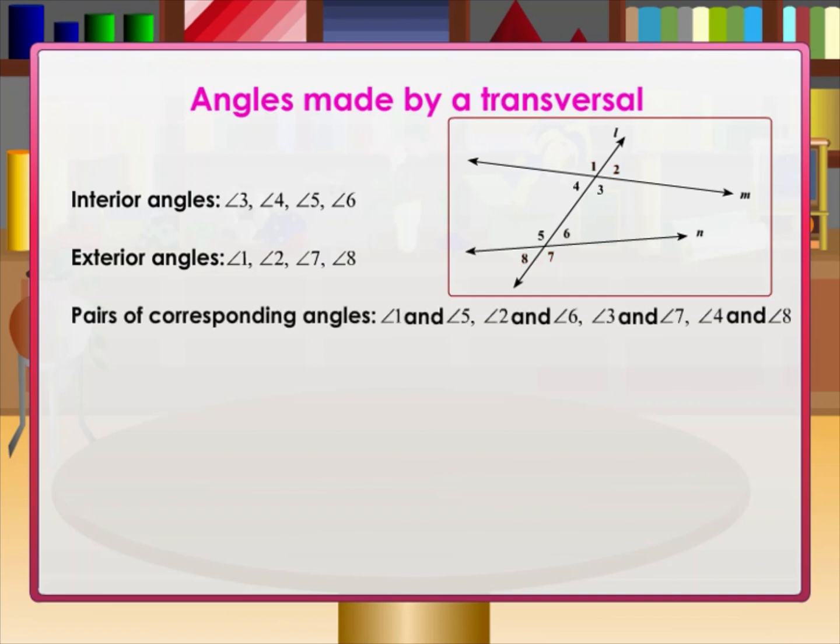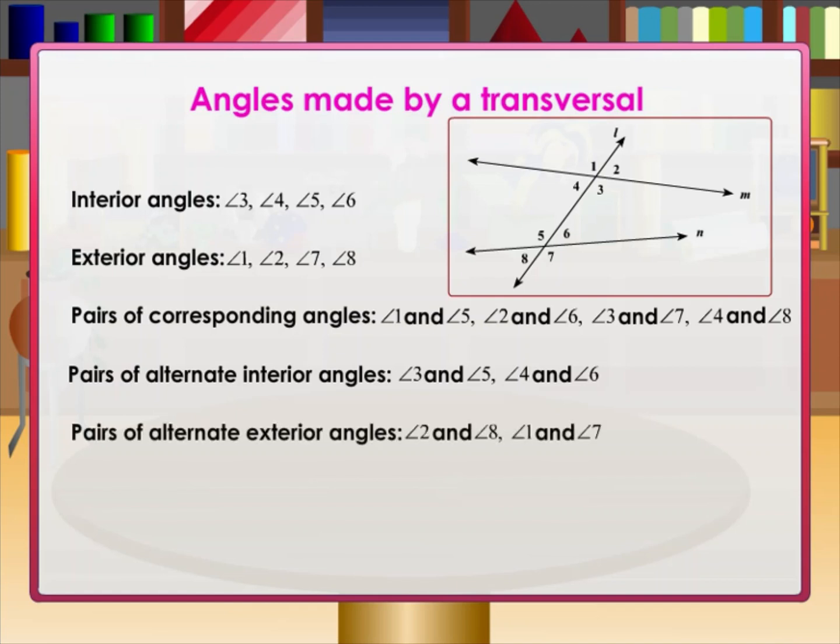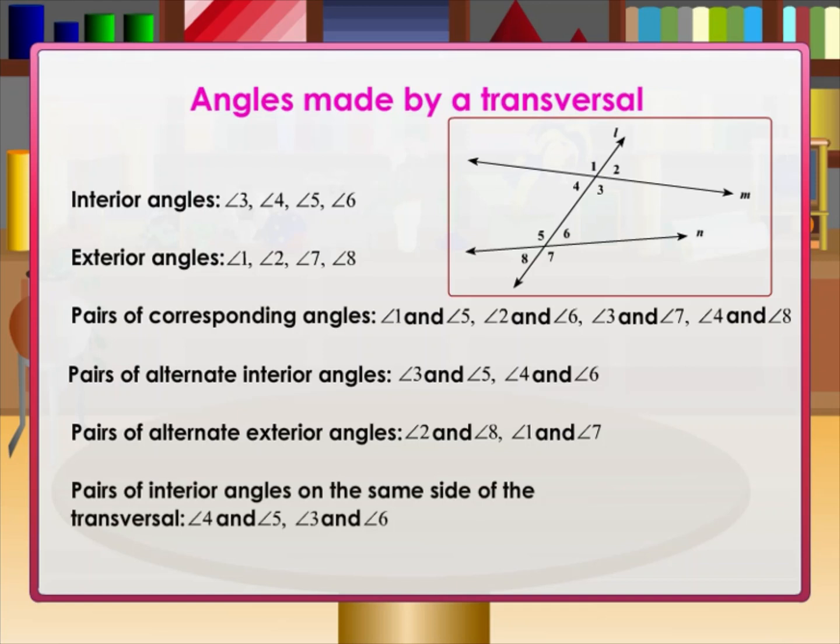The pairs of corresponding angles are angles 1 and 5, angle 2 and angle 6, angle 3 and angle 7, angle 4 and angle 8. The pairs of alternate interior angles are angle 3 and angle 5, angle 4 and angle 6. The pairs of alternate exterior angles are angle 2 and angle 8, angle 1 and angle 7. The pairs of interior angles on the same side of the transversal are angle 4 and angle 5, angle 3 and angle 6.